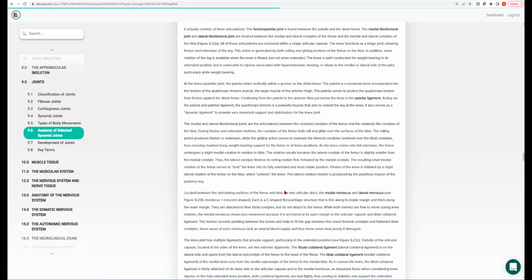Inside the knee, there are 2 big chunks of fibrocartilage. They're called the meniscuses. They really are the menisci. There's the medial meniscus and the lateral meniscus.